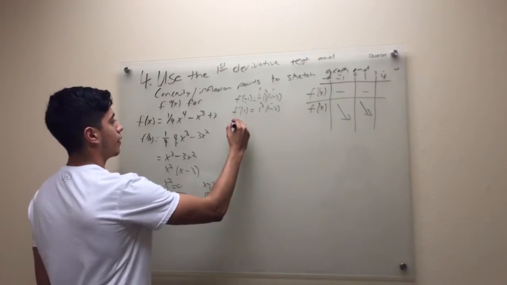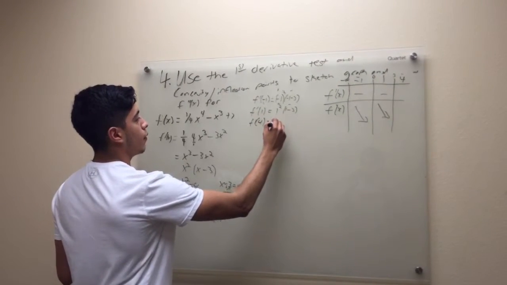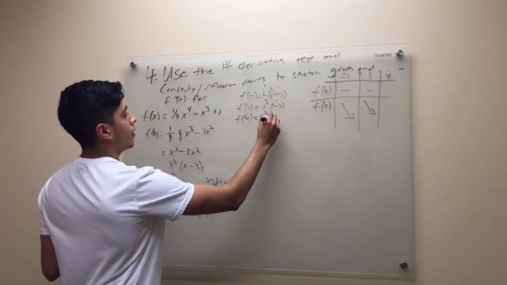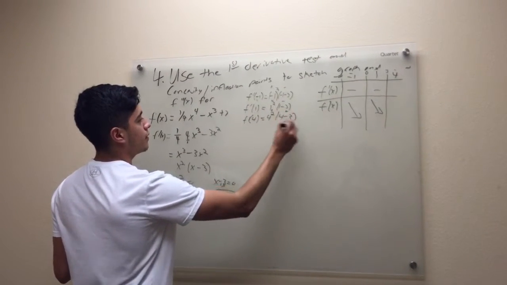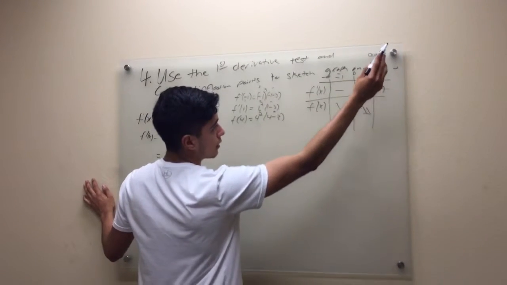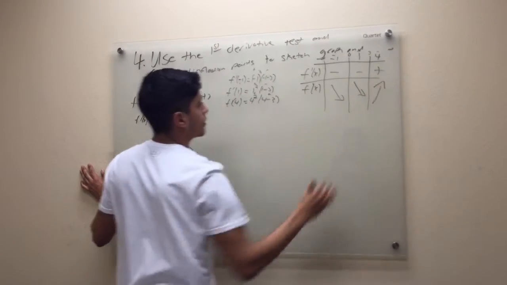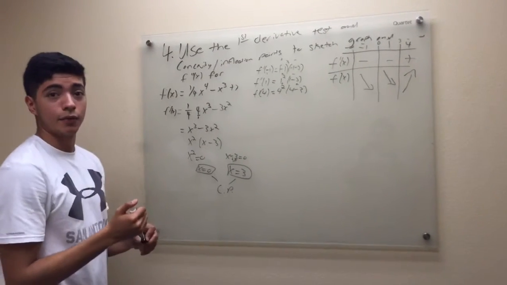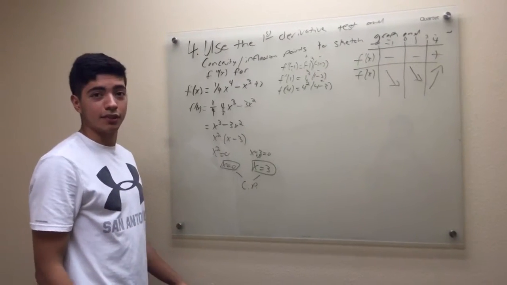Now we have 4, the last one. It's going to be 4 squared times 4 minus 3, we got a positive and a positive. Positive times a positive is going to stay positive. So we know from 3 to positive infinity, the graph is going to be increasing. And that is it for the first derivative test. Now we're going to move on to Eladio for the second derivative test.